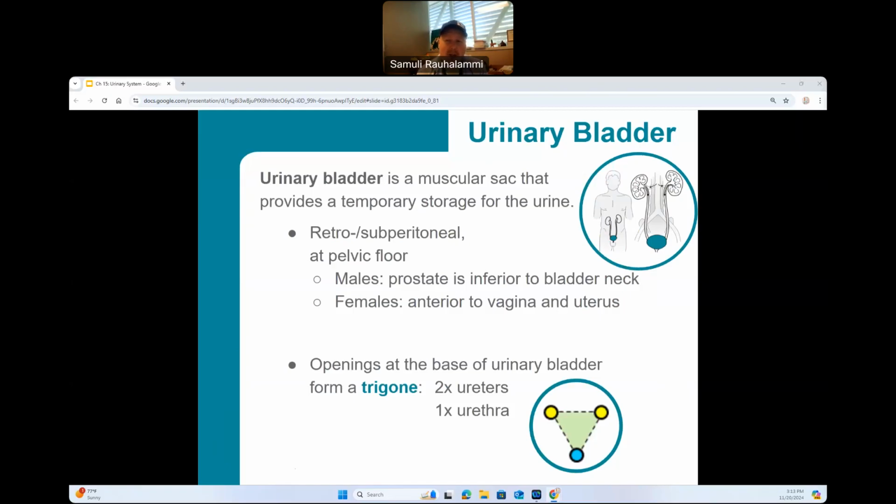So I wanted to discuss the three openings that we see at the base of the urinary bladder. These are our two ureters and one urethra. The ureters are more posterior and the urethra is more anterior. If you draw an imaginary line between these openings, they form this triangular shape, and this is where this area gets its name, the trigone. It's a really important anatomical landmark for us, and some of you might end up running into it if you go into medical imaging, for example.